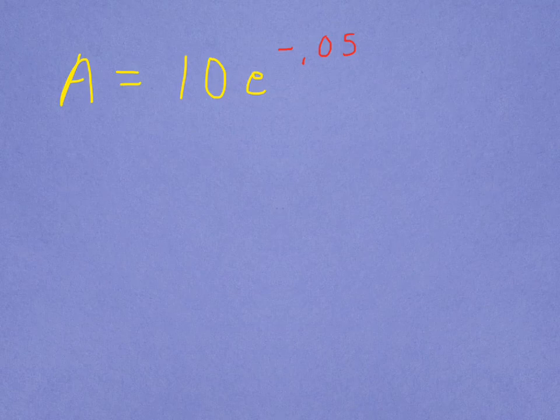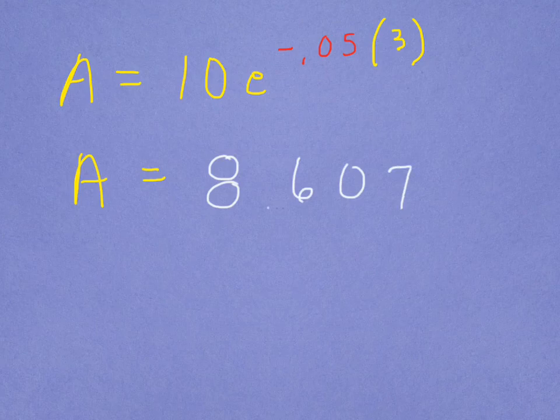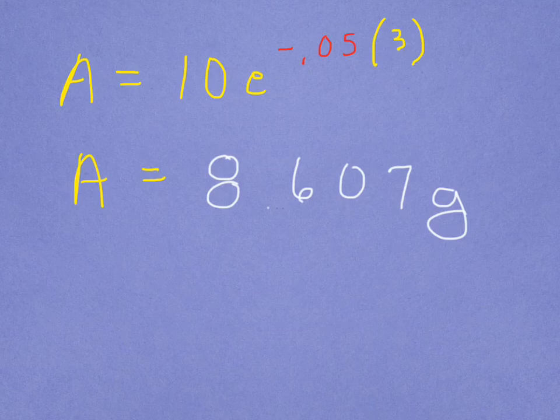This time we're going to do a decay problem. So we're going to have 10 grams of some substance that has a decay rate of 5%, hence negative 0.05. The negative is because it's decaying. And then we're going to do this for 3 years. When we get our result, we just plug it into the calculator, and we get 8.607 grams.